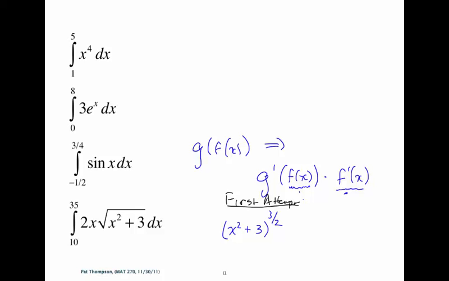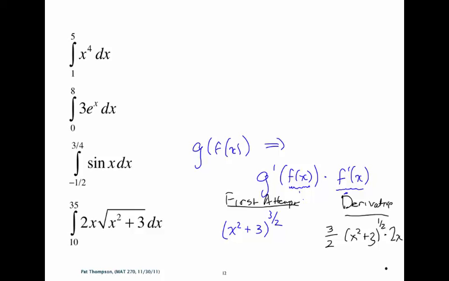And so then we're going to take the derivative of the first attempt. And the derivative is 3/2 times x squared plus 3 to the 1/2 times 2x. How did I do? Is that right? Okay. And then we compare. So if these are identical, then we got it on our first attempt. But if they're not, then we just have to clean up the mess.